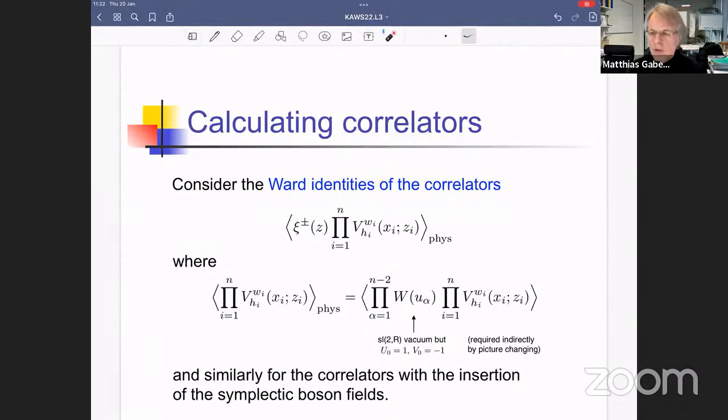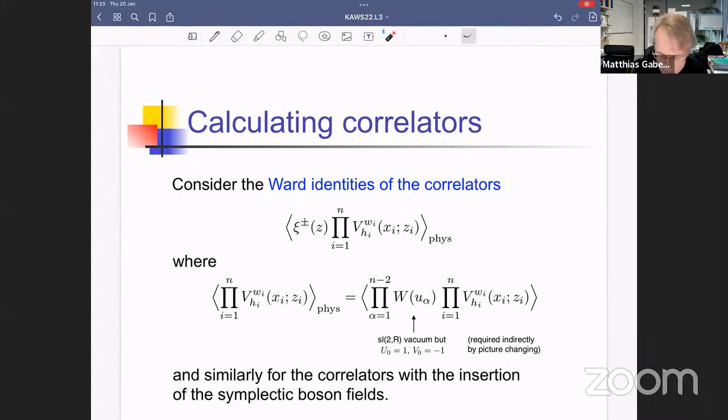There is a prescription according to Berkovits and Vafa for what the picture changing means in this hybrid formalism. But the upshot of it, apart from subtleties that really don't matter for the argument, is that you are somehow introducing a field that changes the U0 charge and you have to compensate that. And the upshot of this picture changing is that you have to introduce n minus two fields that are the SL2R vacuum, i.e. they're invisible with respect to the SL2R symmetry, but they carry non-trivial U0 charge, where U0 is one of the U1s of the U(1,1|2) that gets effectively quotiented out when you go to PSU.